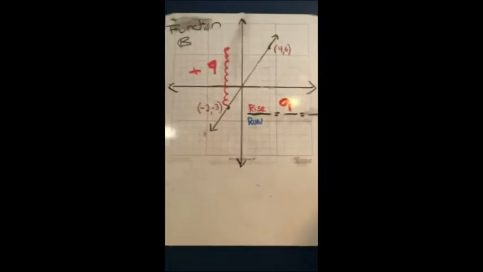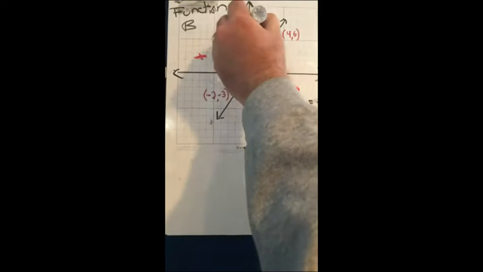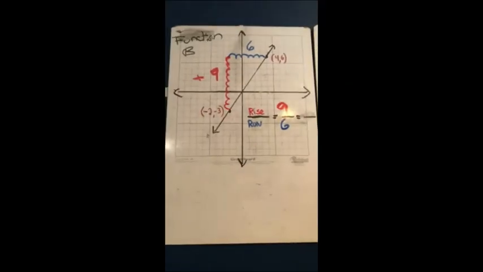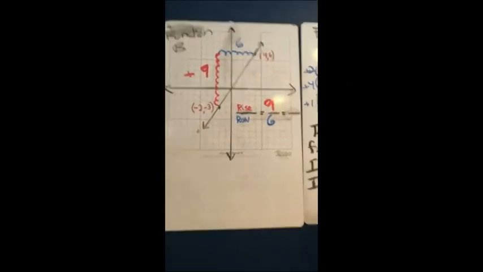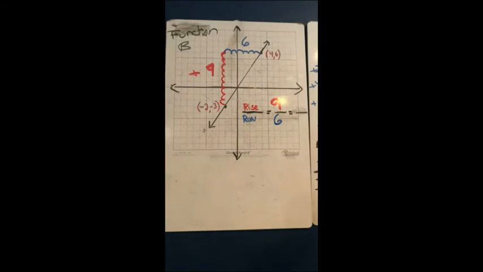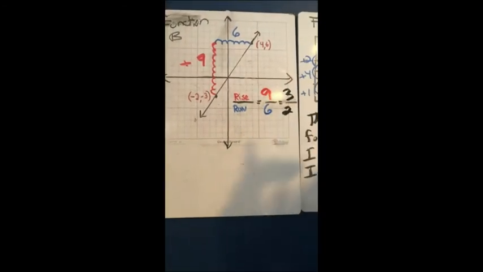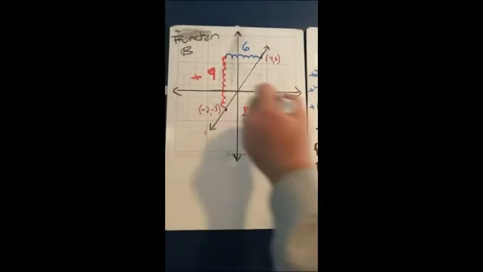And how many units is it over? Let's see. It's 1, 2, 3, 4, 5, 6. So that's a run of 6. So that can be simplified. 9 over 6. 3 goes into both of those. So 3 goes into 9 three times, and 3 goes into 6 two times. So that's a rate of change of 3/2.